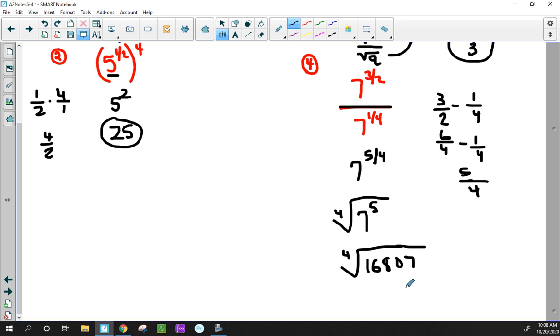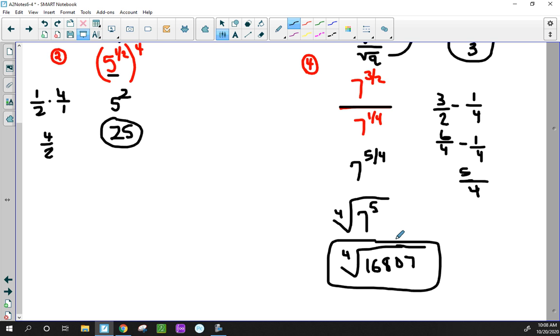So the 4th root of 16,807, I just typed it in. It's 11.38603593 and so on. And so I'm going to leave it like this. Okay, I guess I actually should check to see if it's divisible by a power of 4. Let me do that really quickly.